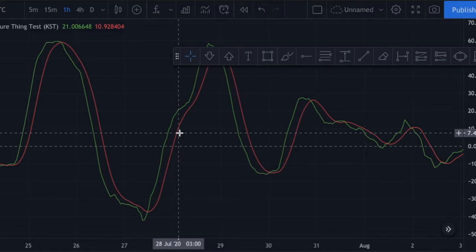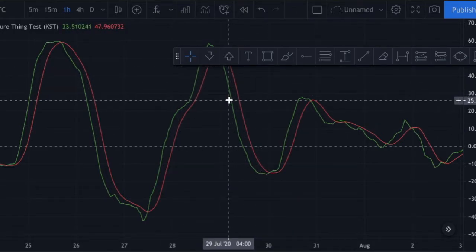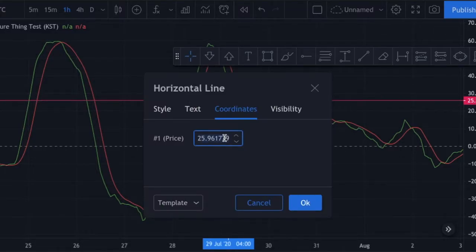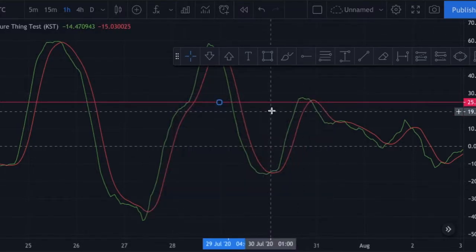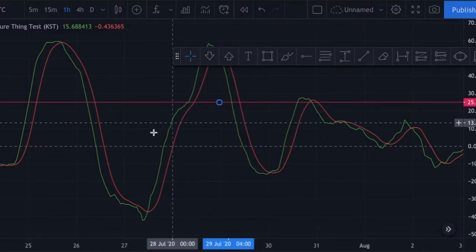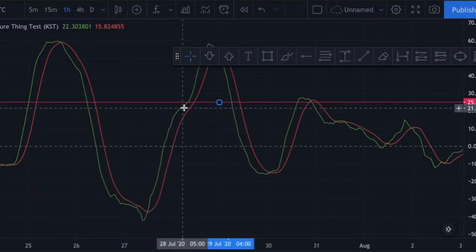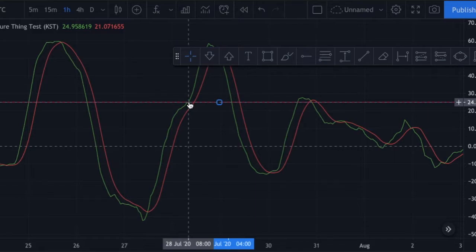So we want to test breakout. We're going to draw a line on the 25 value here on the side. Let me put in 25 here. This pink line here is set at 25. So every time the green goes above the pink line, we're going to consider that a breakout signal, and let's see how well that does.